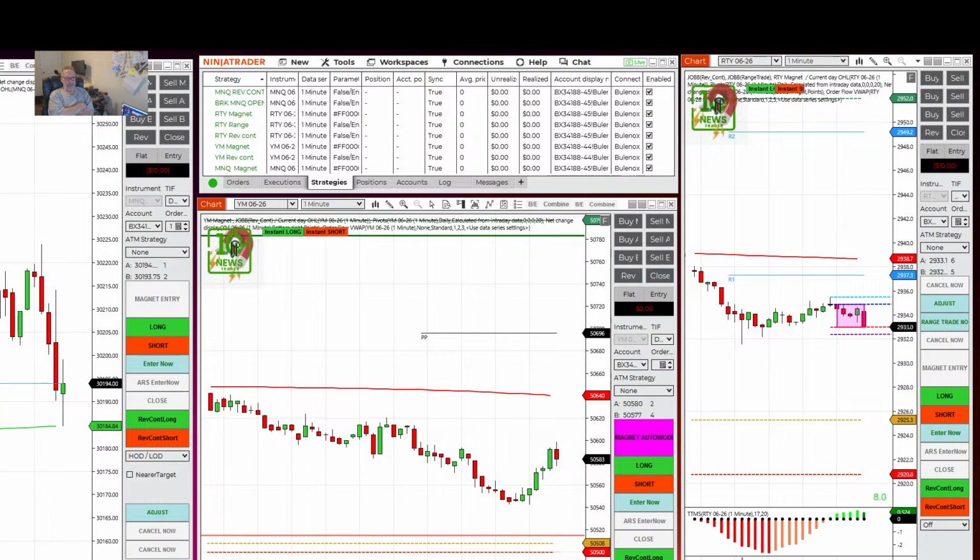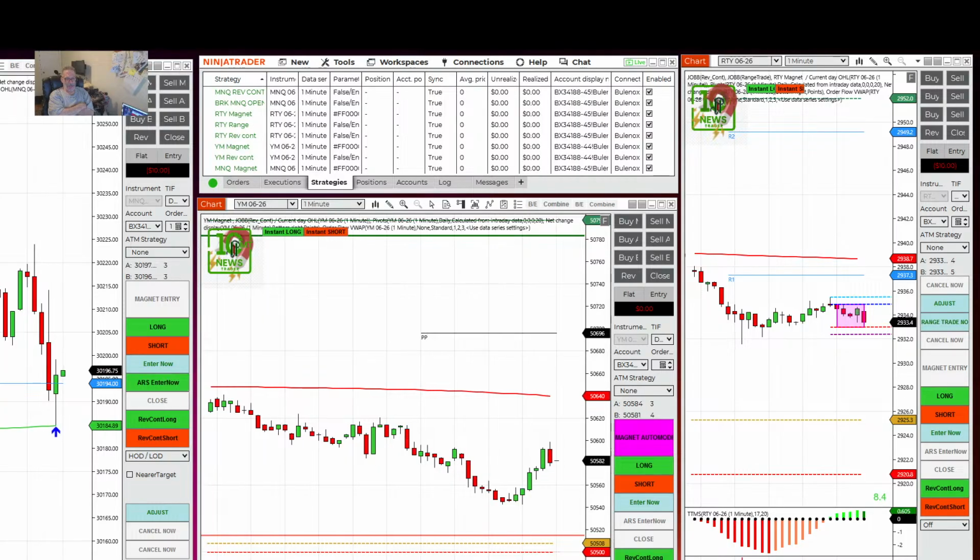And then most of the accounts that we use in Bulenox are ones where, if you hit your daily drawdown, it'll stop you from trading anymore that day. Those accounts generally give you seven minis to trade.